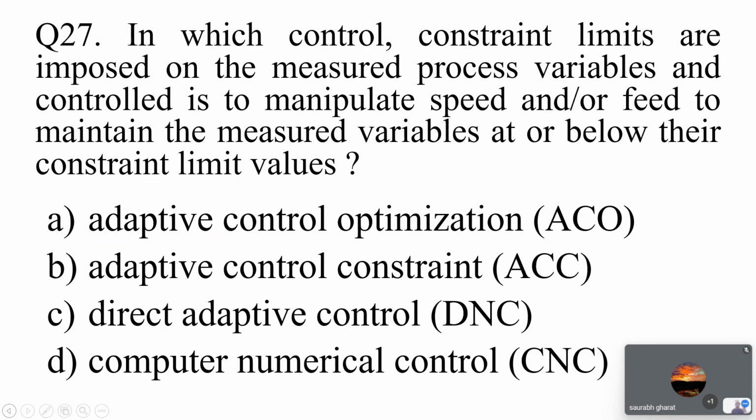In which control constraint limits are imposed on a measured process variable and controlled by a manipulated speed or feed to maintain the measured variable at or below its constraint limit value. So we have to go through the slides for the actual definition of this. So what will be the answer to this question? If you look at this one.